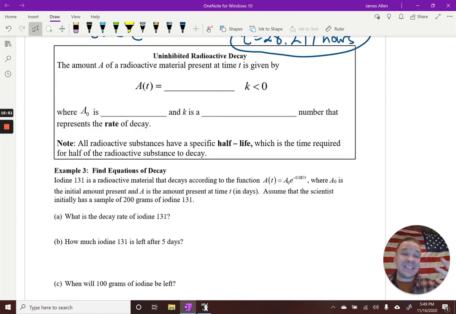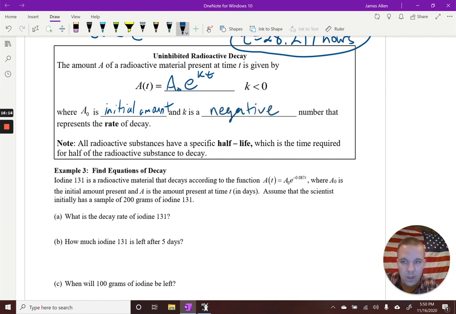All right, so now we're going to focus on the decay aspect of it. It's the same formula, just now K is less than 0. So we'd have A naught E raised to the KT, where A naught is our initial amount. And K is going to be a negative number. That represents the rate of decay. Okay?